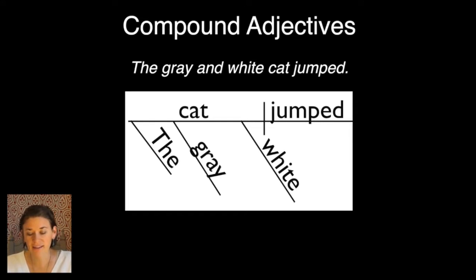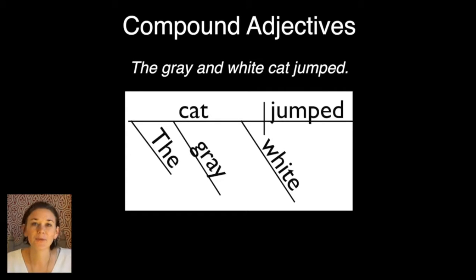And then let me just ask you what you think. If you were going to show in a sentence diagram that gray and white were connected with a coordinating conjunction, how would you do it? Do you have a guess?